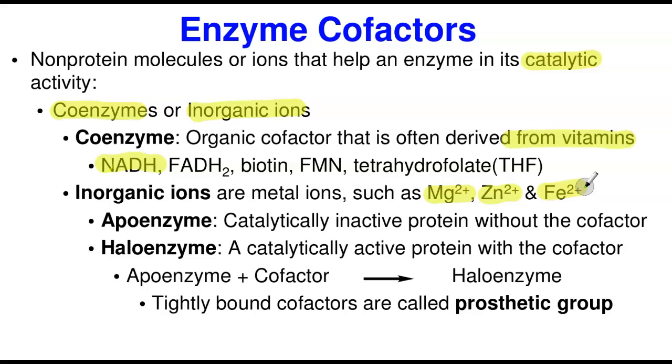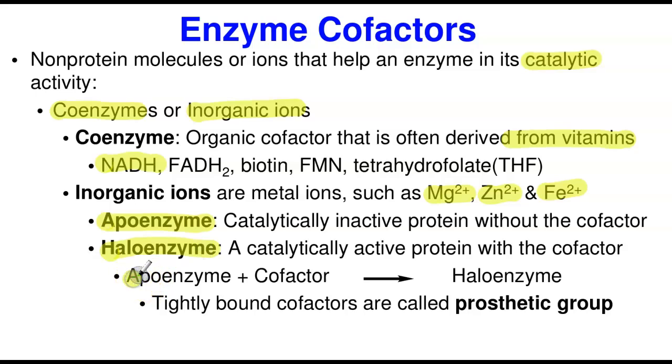An apoenzyme is a catalytically inactive protein or enzyme without a cofactor. Now, let me tell you this. Most enzymes are typically inactive without their cofactors. Remember, the cofactors are the inorganic ions or the coenzymes. So they remain totally inactive. The apoenzyme is a catalytically inactive protein without the cofactor. However, if you add a cofactor to the apoenzyme, you form the holoenzyme. A holoenzyme is a catalytically active protein with its cofactor.